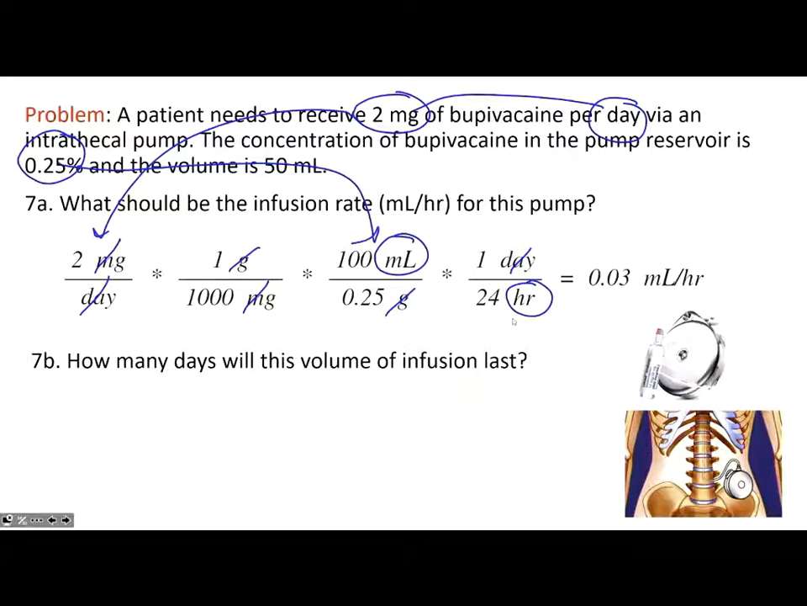All right. How many days will this infusion last? Interesting. Okay, we know the rate it's going in at, 0.03 milliliters per hour.